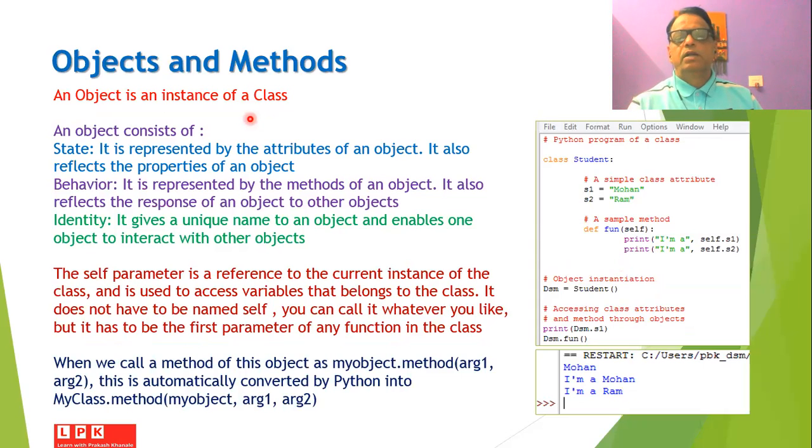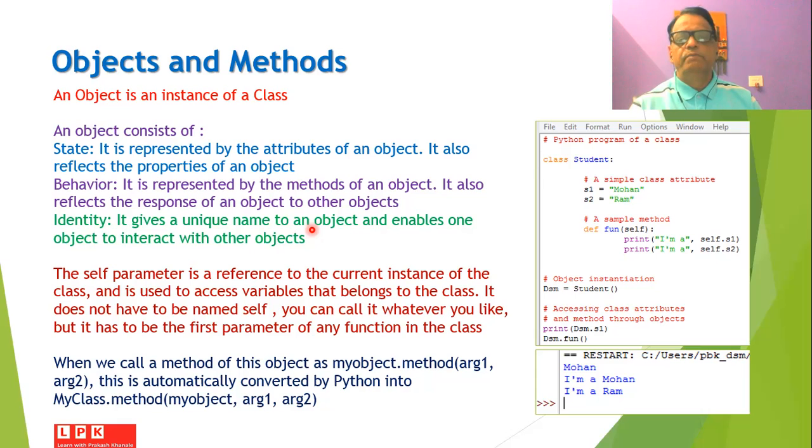An object is nothing but an instance of a class. An object consists of a state, which is represented by the attributes of the object and also reflects the properties of the object. Every object has a behavior, which is represented by the methods of the object and also reflects the response of the object to other objects. Every object has an identity, which means giving a unique name to an object, and it enables one object to interact with the other object.